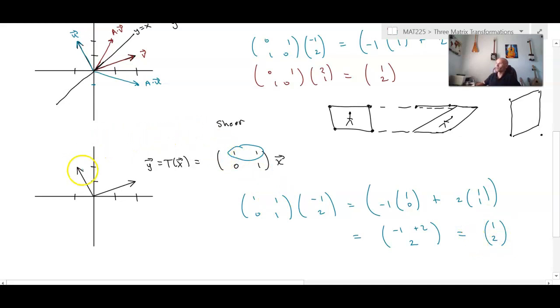So not negative 1, 2, u becomes the vector 1, 2. So it becomes this guy here. And this is A times u.